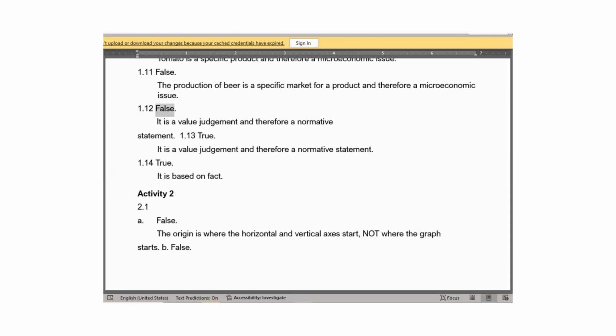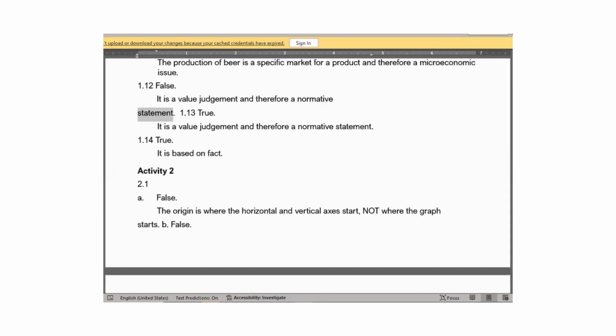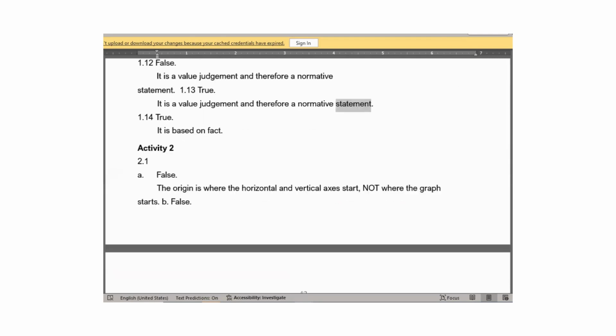1.12 False. It is a value judgment and therefore a normative statement. 1.13 True. It is a value judgment and therefore a normative statement. 1.14 True. It is based on fact.